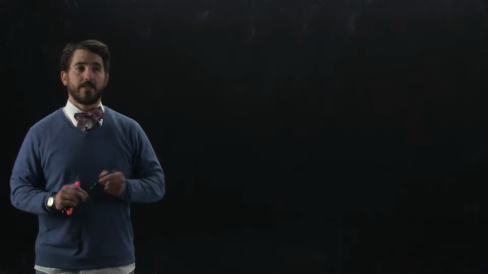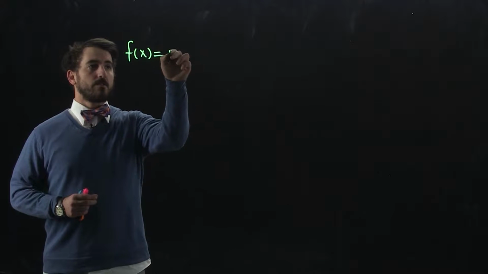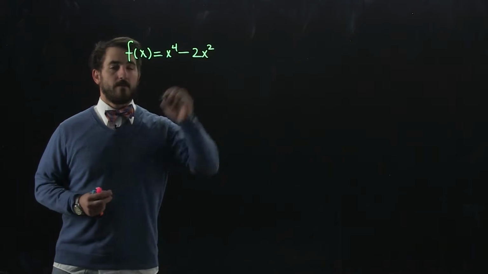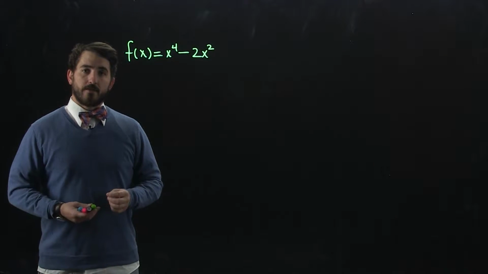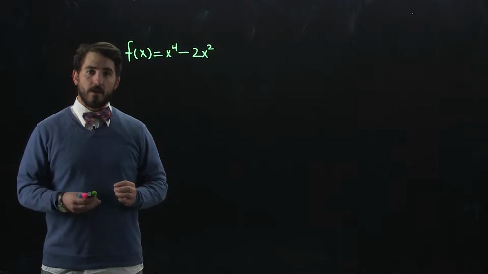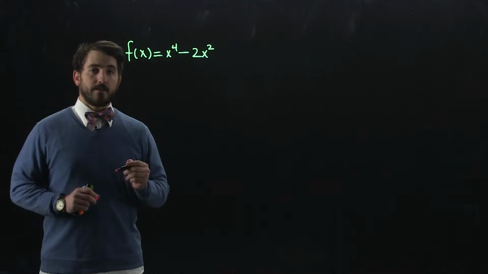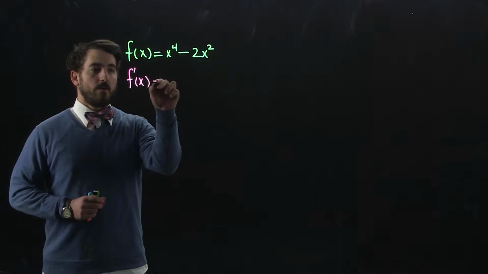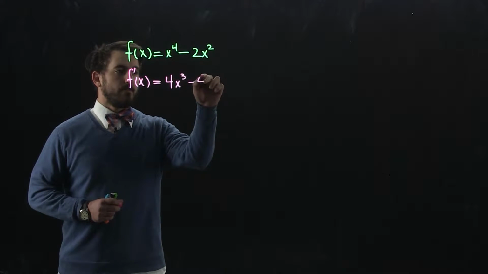Hello. Today we're going to be talking about the intervals of increasing and decreasing for the function f of x equals x to the fourth minus 2x squared. Now the first thing that we want to do in order to find the intervals of increasing and decreasing for this function is to find its critical numbers. The first step to finding the critical numbers is taking the derivative of f. And so that's going to be 4x cubed minus 4x.